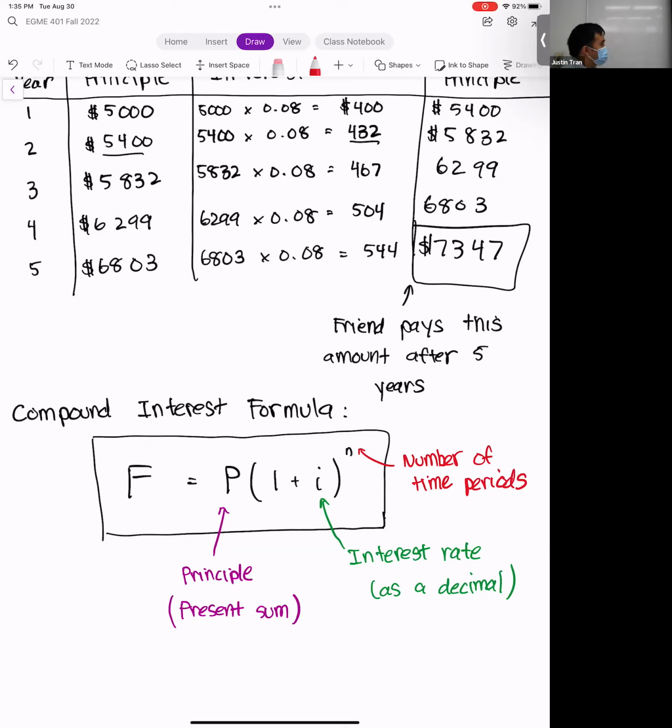This n right here is the number of time periods. In the previous example, we did an example with years, and so n there represents the number of years. But you'll also come across situations where the interest compounds every month. There might be situations where it compounds every week as well, but those are pretty rare. Usually n will represent either the number of months or the number of years, depending on the problem.